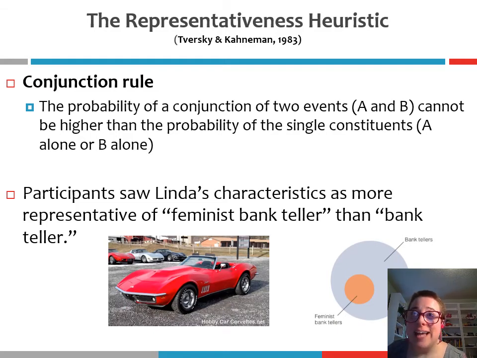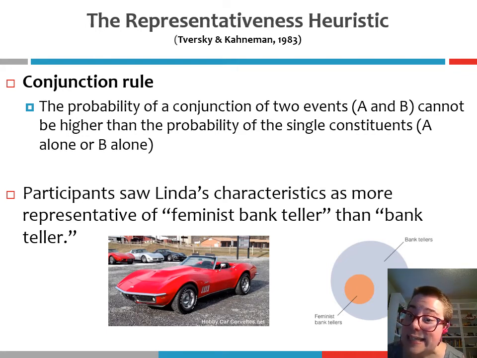Okay, so the correct answer to this problem is actually statement 1. So statement 1 has a greater probability of being true than statement 2. However, when Tversky and Kahneman asked participants the same question in 1983, 85% of their participants chose statement 2, right?